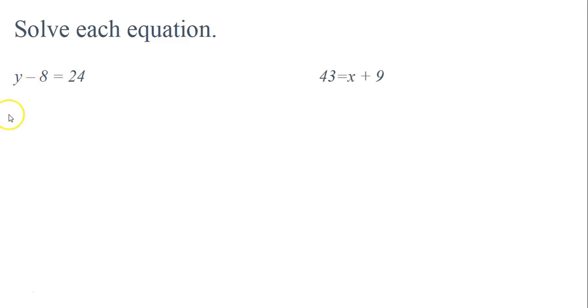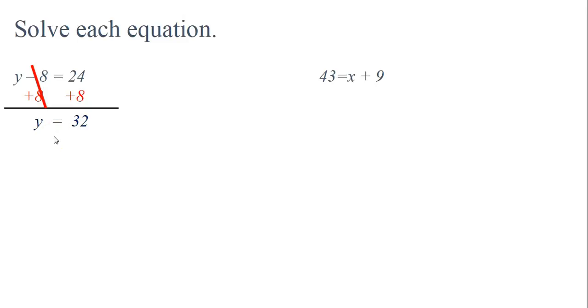And what's our first step in doing that? Well, I have 8 subtracted from this side. So if I add 8 over here, I will eliminate the 8. What I do to one side, I have to do to the other side. So I'm going to add 8 to both sides. Negative 8 plus 8 is going to cancel out, and I'm just left with a y. And over here, I have 24 plus 8, which is equal to 32. So y is equal to 32.